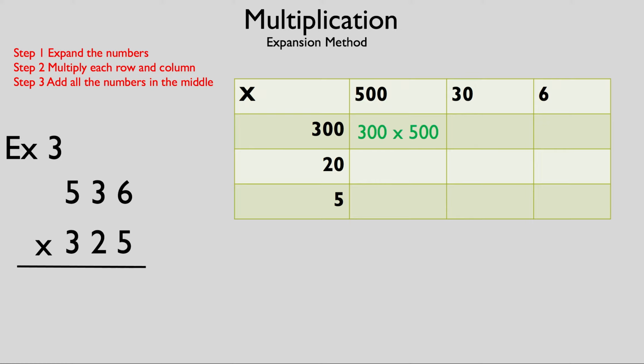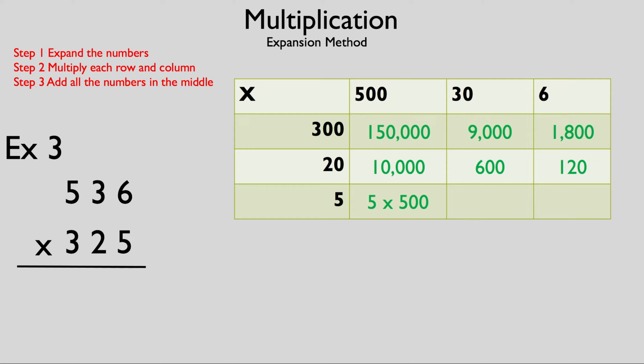So we're going to go ahead and do 300 times 500, which is 150,000. And then we do 300 times 30, which is 9,000. Then 300 times 6, which is 1,800. And now we do 20 times 500, which is 10,000. Now we do 20 times 30, which is 600. Now we do 20 times 6, which is 120.